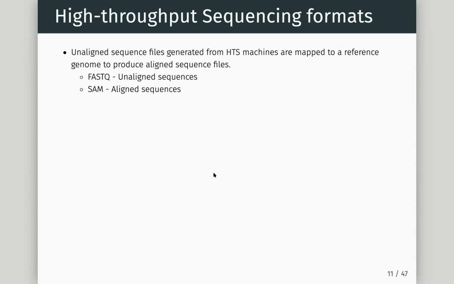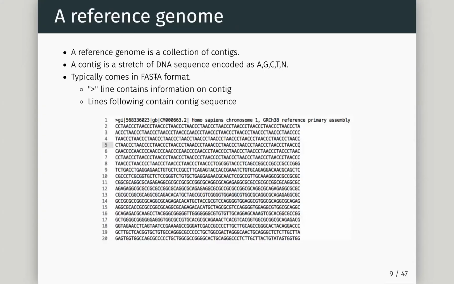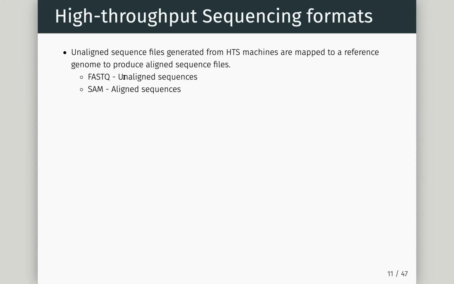So for high throughput sequencing formats, we're typically going to get unaligned sequence data generated from machines like Illumina, and then we're going to want to map these to the genome to produce aligned sequence data. So we're going to go from unaligned sequence files to aligned sequence files. Our unaligned sequence files are usually, 99.9% of the time now, in Fastq format. Very similar to FASTA format, but now called Fastq.